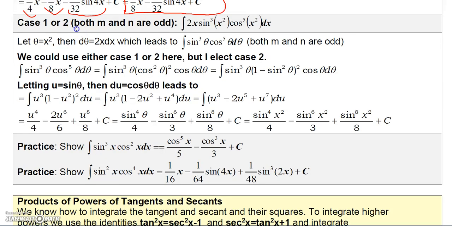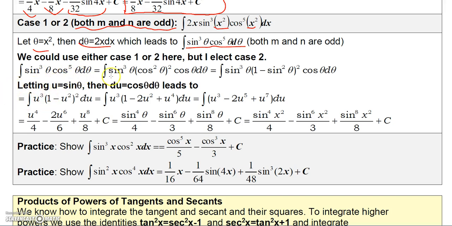Now, if both m and n are odd, you can use either case 1 or case 2. Now, on this particular example, the first thing I did to get it in the proper form is I let u equal x squared, and then actually I let theta equal x squared, then d theta is 2x dx. And that would lead to sine cubed theta times cosine fifth theta d theta. And of course both exponents are odd here. So then I'm going to elect to use case 2.